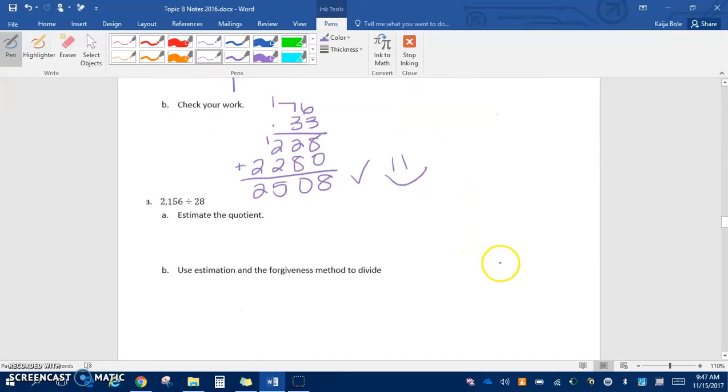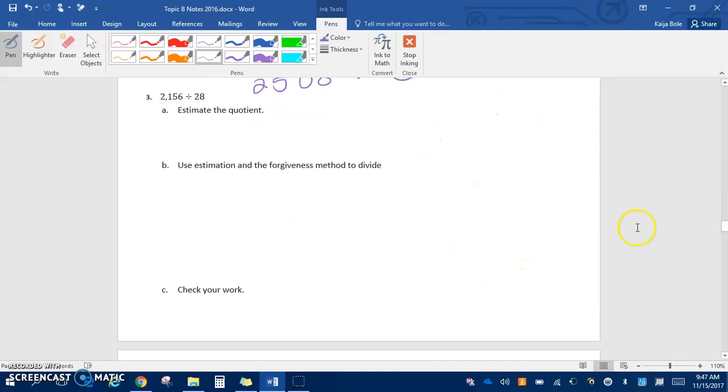Alright, we're going to do one more example altogether here. I think we're getting the hang of it. So we're going to estimate first. So we can round this to 2,100. And then we think, what can we divide that by? We can divide that by 30, which is close to 28. So when we do that, we get 70. So our answer is going to be somewhere near 70.